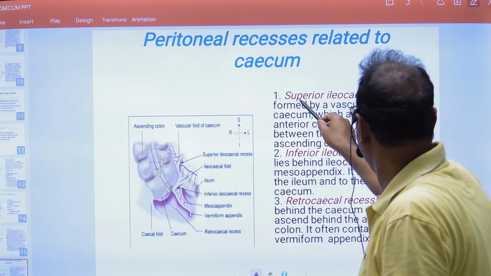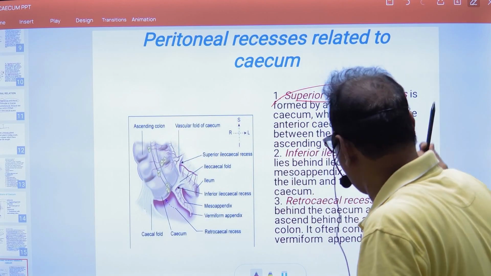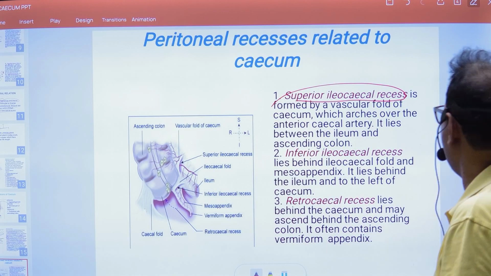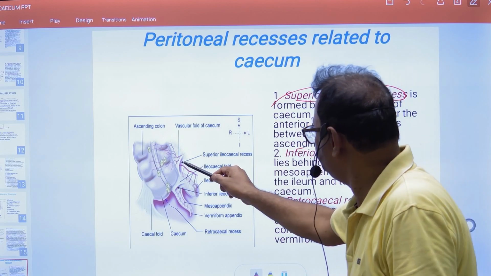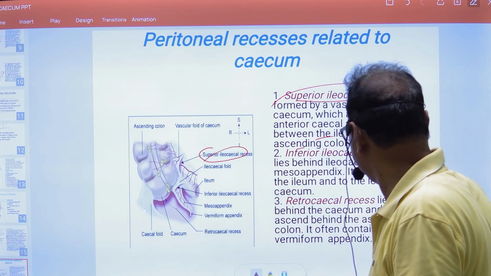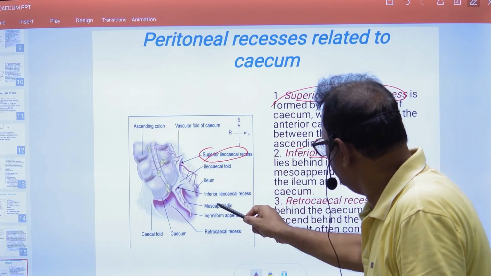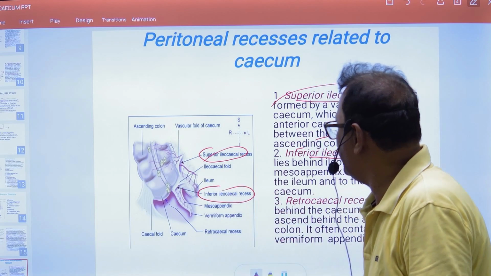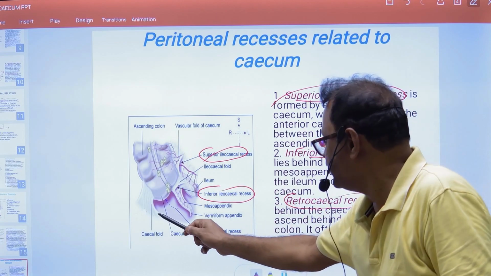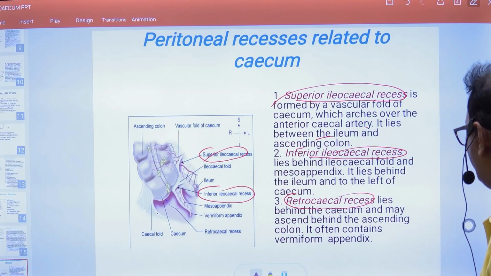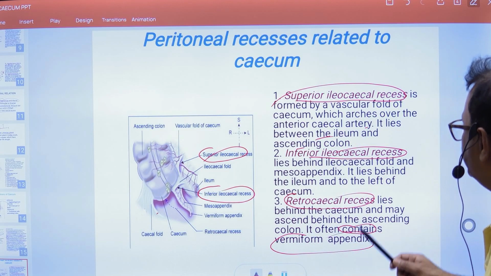So now we have got the superior ileocecal recess. This is formed by the vascular fold, the superior ileocecal fold, and it lies between the ileum and the ascending colon. Here we have got the superior ileocecal recess. Then the inferior ileocecal recess will lie behind the inferior ileocecal fold, and the retrocecal recess will lie behind the cecal fold. It will often contain the appendix.